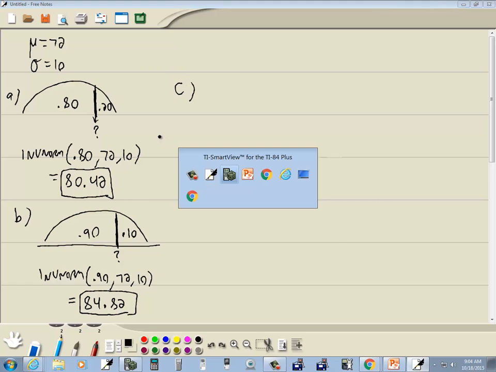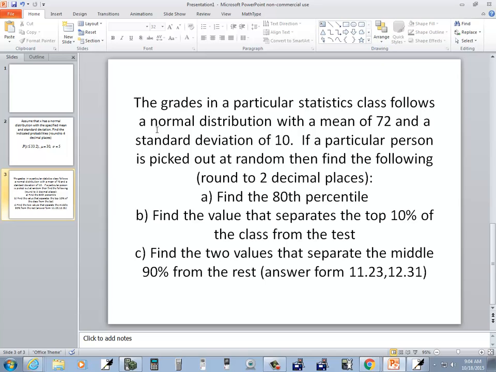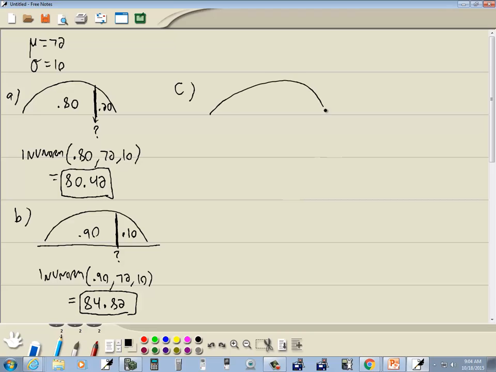And C. Find the two values that separate the middle 90% from the rest. Okay, so putting 90% in the middle, that means that 10% has to be split up into our two tails. So we'll put 0.05 here, and we'll put 0.05 here. Although I didn't draw it, remember the normal distribution is symmetric, which means this has to equal this. We've got two values to find here. So we've got our first value and we've got our second value.